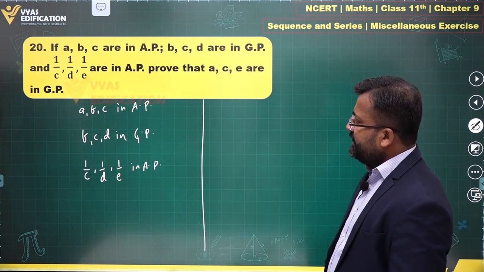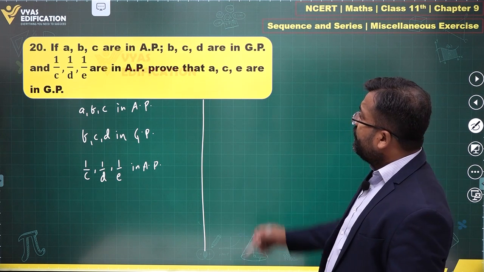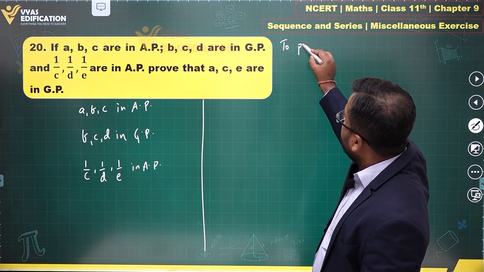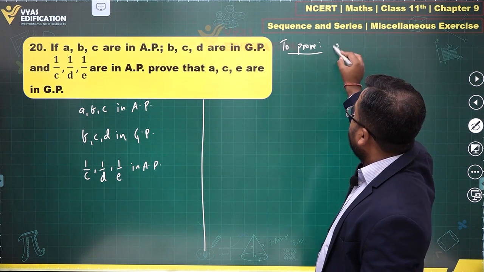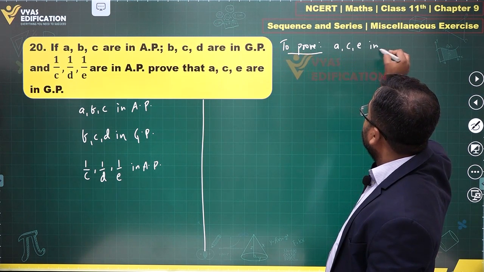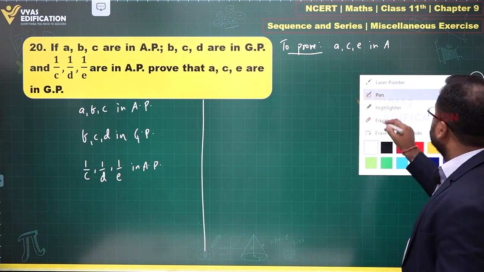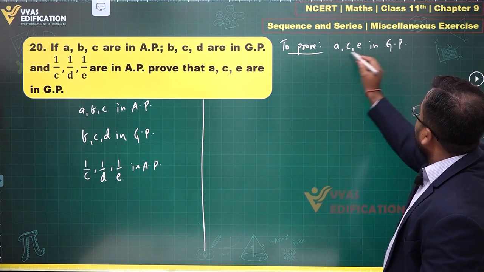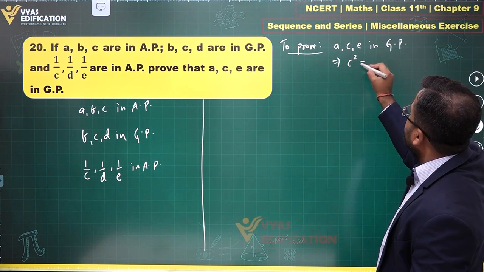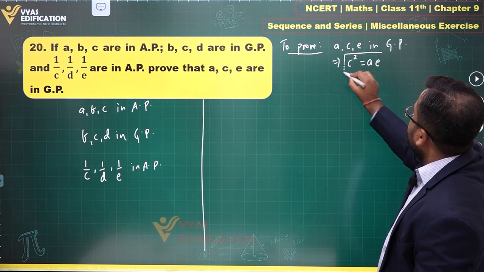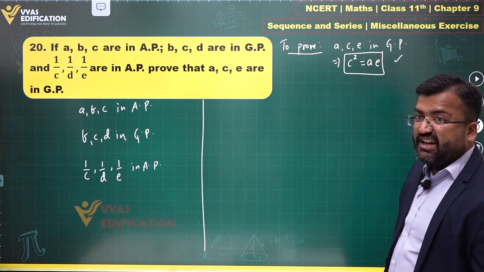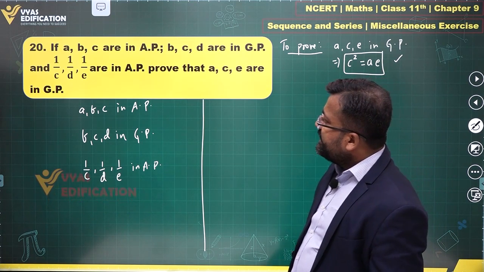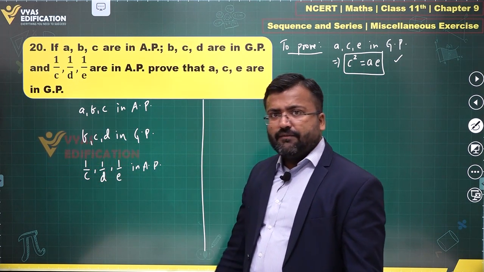How will we go about doing this? To prove a, c, e in GP, we need to prove that c square is equal to ae. This is our target, right? Somehow, let's get through this. So one of the ideas is you begin with 2b is equal to a plus c, okay?